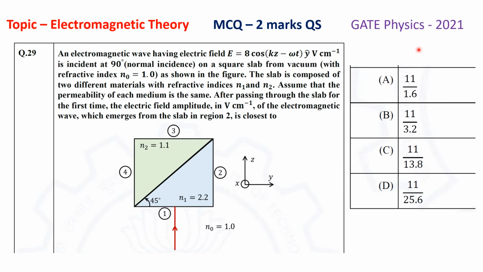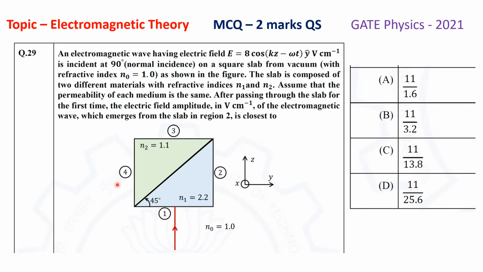This question was asked in the GATE Physics paper 2021. This is an MCQ having 2 marks. And the question was asked from the topic Electromagnetic Theory. The question is, an electromagnetic wave having electric field E vector equals 8 cos(kz minus omega t) along the y cap direction, and the unit is volt per centimeter, is incident at 90 degrees, that is normal incidence, on a square slab from vacuum with refractive index n naught equals 1 as shown in the figure.